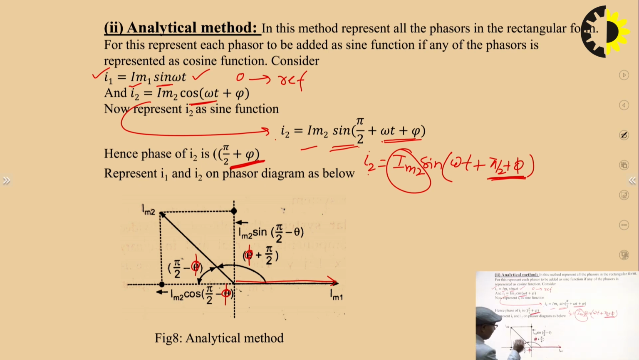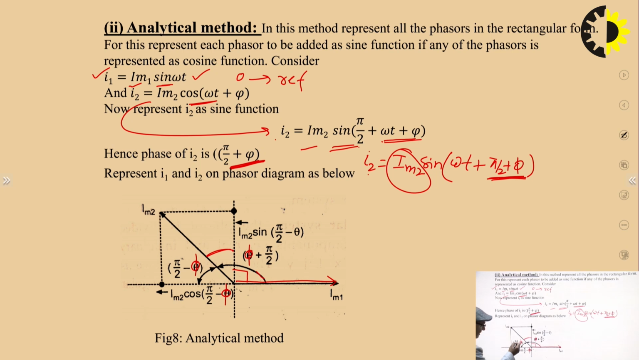So the phase angle of the second quantity, whose peak value is Im2: the length will be to the scale Im2 and the phase angle will be pi by 2 plus phi. So pi by 2, this angle you know, and this phi. So this angle becomes pi by 2 plus phi.